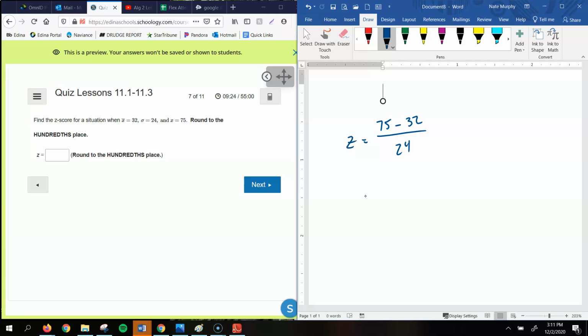So it would be 75 minus 32 is what we would have in the numerator. And 75 minus 32 is 43. And then we would take 43 divided by 24. When you do that, we get 1.79. Now it says to round to the nearest hundredths place, so that's just 2 numbers past the decimal. So round that to 1.79.